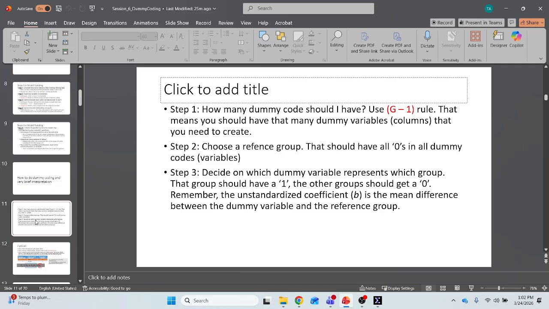Okay, anything else? Why? We don't have the dummy coded variables. There you go. Good. That's called troubleshooting or debugging.